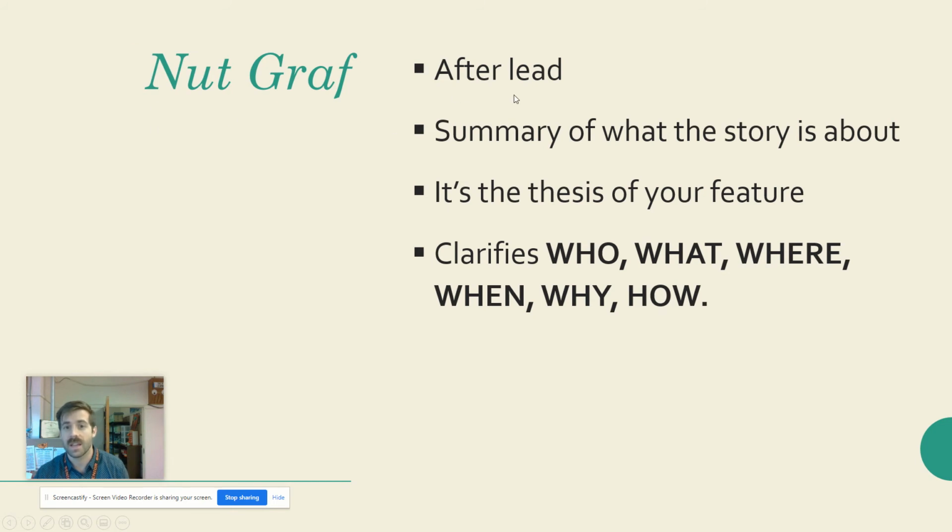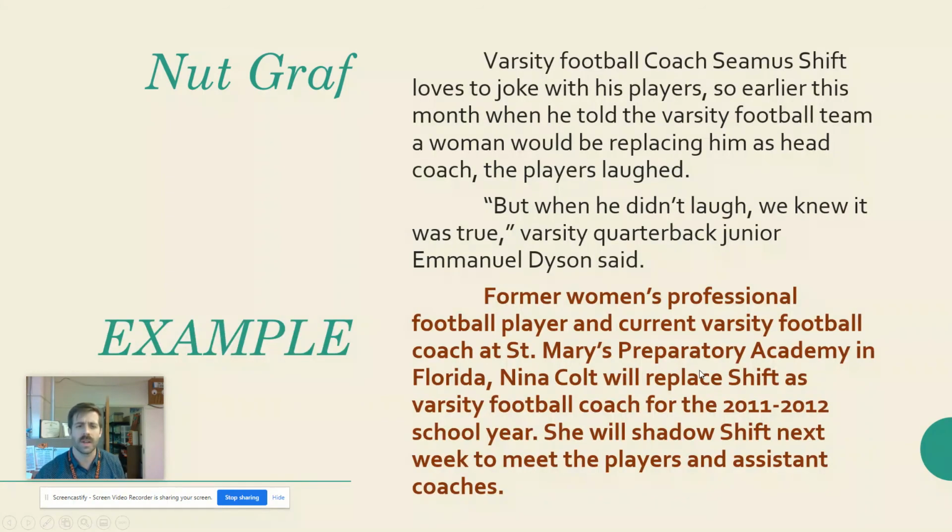You're going to say, hey, here is the summary of what my story is actually about. It's the thesis of my feature writing. It clarifies those 5 W's: who, what, when, where, how. Let me show you an example. So here's my example of a nut graph, and it's this highlighted portion down here.